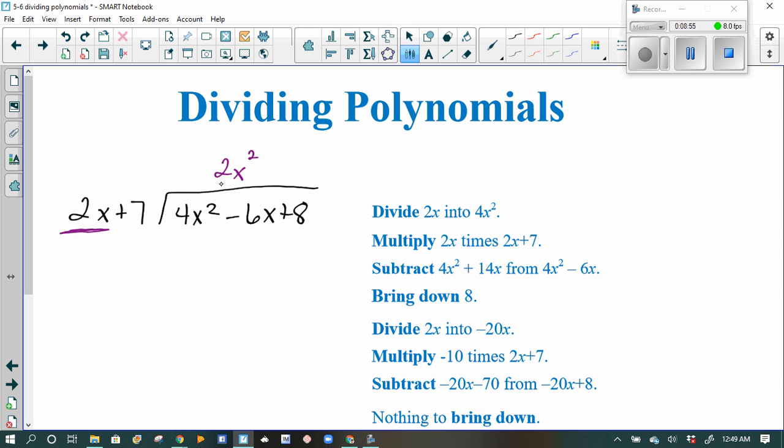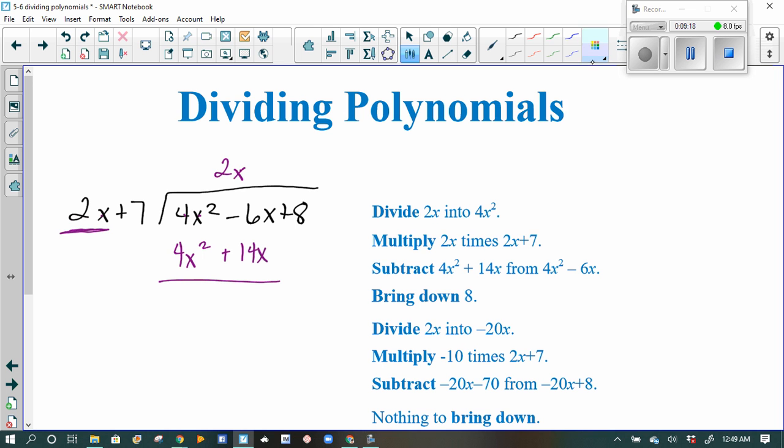So once you figure out what goes here, then multiply it back. No, it's not an x squared, sorry. Thinking ahead. So 2 times 2 is 4. X times x is x squared. So multiply it back. So we got 4x squared. 2 times 7 is 14x.